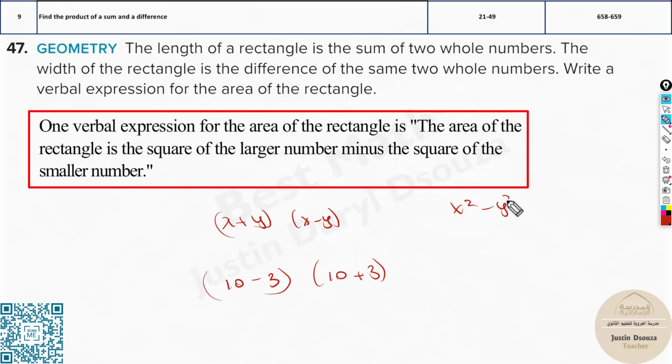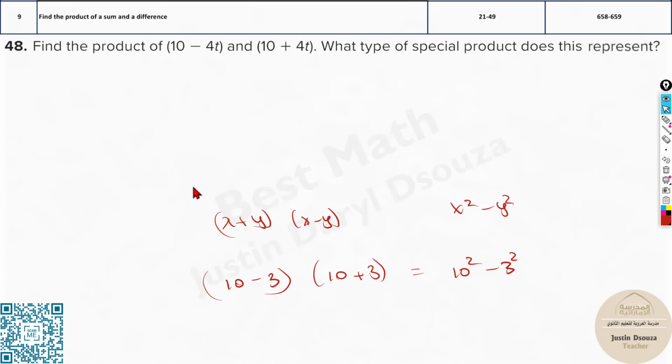x squared minus y squared. So here it will be 10 squared minus 3 squared. Is the square of the larger number minus the square of the smaller number. Can you relate that? That is what they have told. Now since it's in options, you can write and analyze it like this. Or you can tell the area is the difference of squares of the two numbers. That's also fine, but obviously the first one will be larger and then the next one will be smaller, because area will be positive itself, right? So that's what it means.